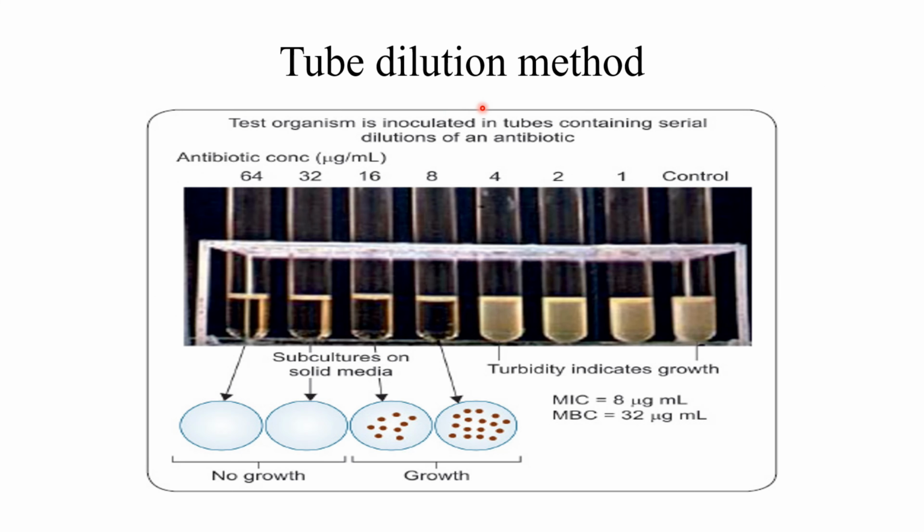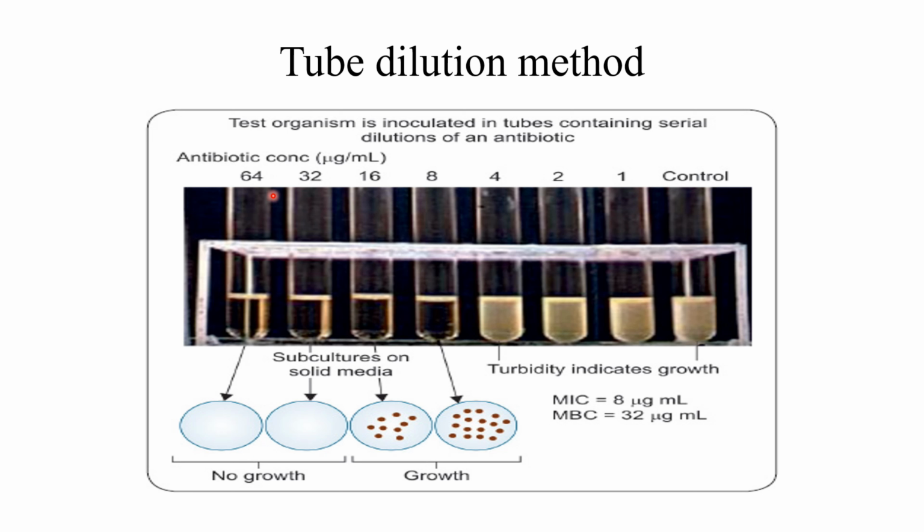Tube dilution method. The tube dilution method is also called the broth dilution method. Here, the test organism is inoculated into tubes containing serial dilutions of antibiotics. That means first we will take the test tube. In this test tube, we will add an equal volume of Mueller-Hinton broth. To this broth, we will add different concentrations of antibiotics in serial dilution.